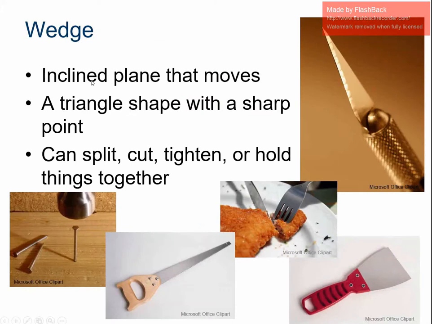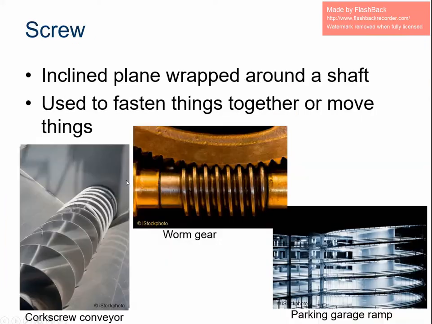So then what is a wedge? It's an inclined plane that moves. Triangle shape with a sharp point, used to split, cut, tighten, or hold things together. And then a screw, like I said, an inclined plane wrapped around a shaft, used to fasten things together or to move things. In PoE, a couple of them used an incline or a screw to move marbles. They've used a worm gear to move an apparatus.